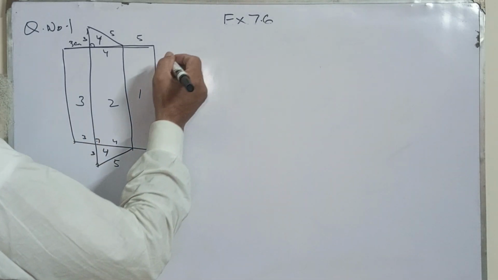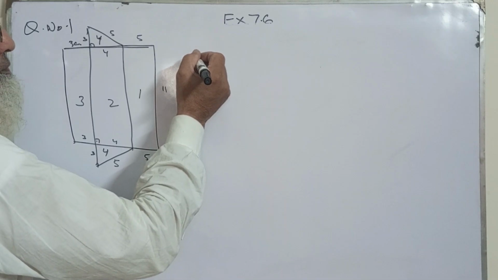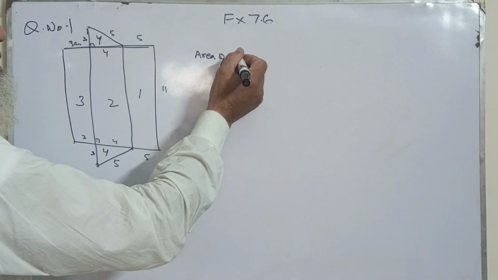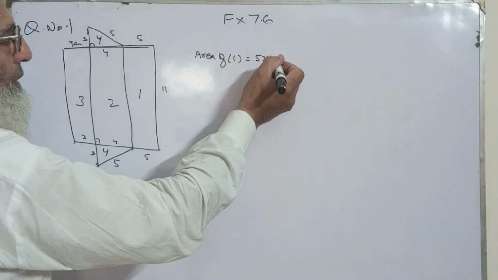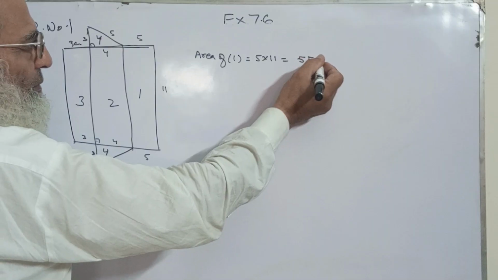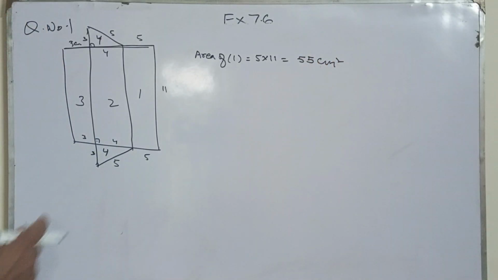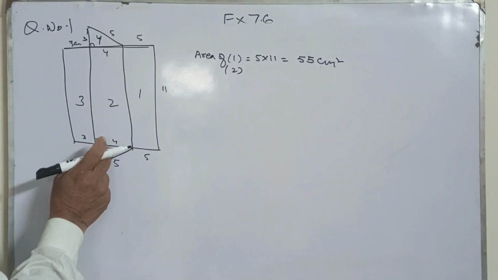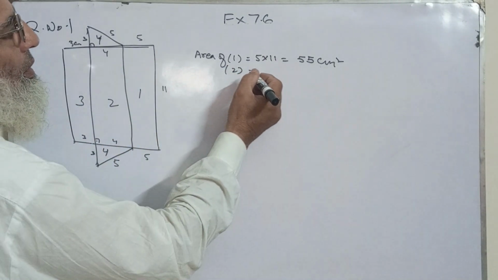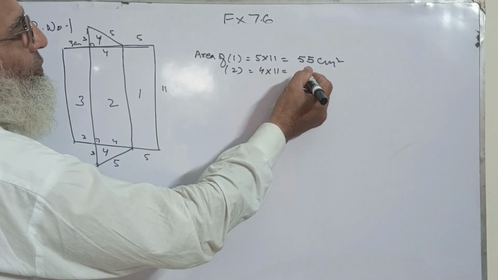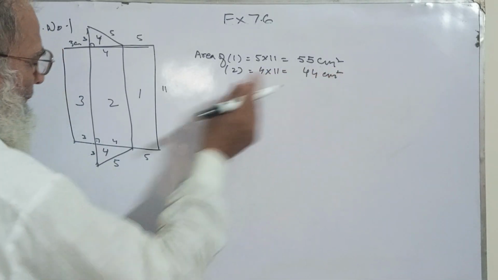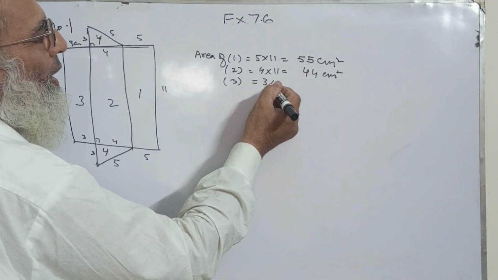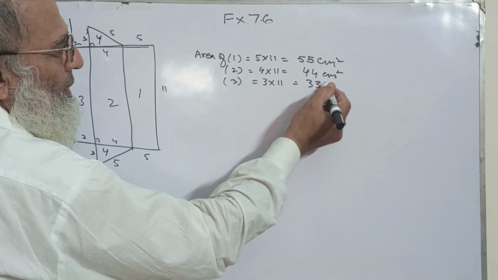So the area of the first is equal to 5 into 11, that is equal to 55 centimeters square. The second is 4 into 11, that is equal to 44 centimeters square. The third is 3 into 11, which is equal to 33 centimeters square.